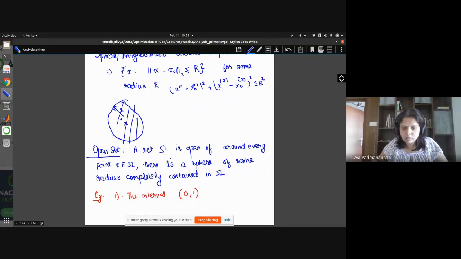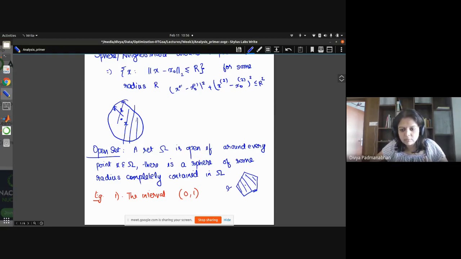Now a set is open if around any point in that set you can draw a sphere which is completely contained in omega. Let's take an example. Suppose you have a set like this. Is this going to be open? You need to check that around every point in this set. The set is basically everything inside this polygon. So this is the whole set omega. Now, is this going to be an open set? You need to check that around every point here, there's a sphere of some radius which is completely inside omega.